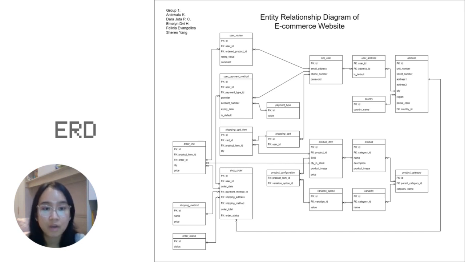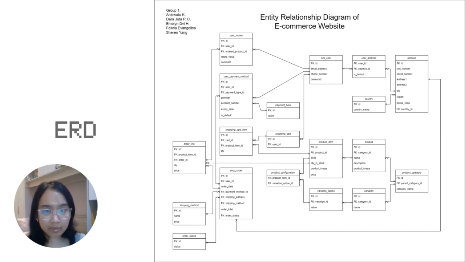And then we move on to shipping methods. So it's a lookup table of all of the shipping methods available for users. It consists of ID, name, and price. And then we move on to order status. So it's a lookup table of different statuses that an order can have. It has ID and status. The status is the name of the order status that is readable by the user. It could be ordered, in transit, delivered, sent, cancelled, etc.